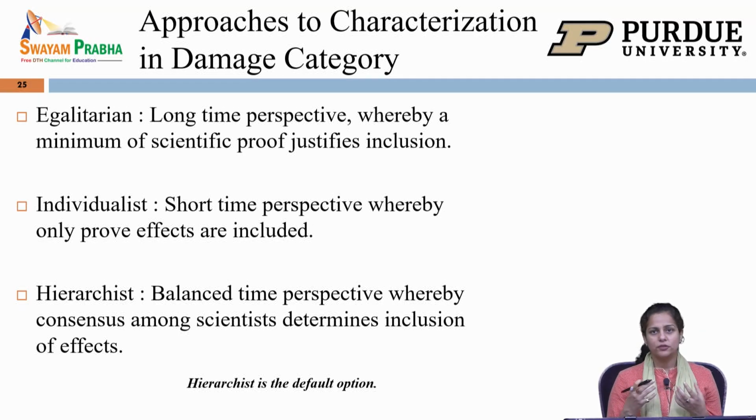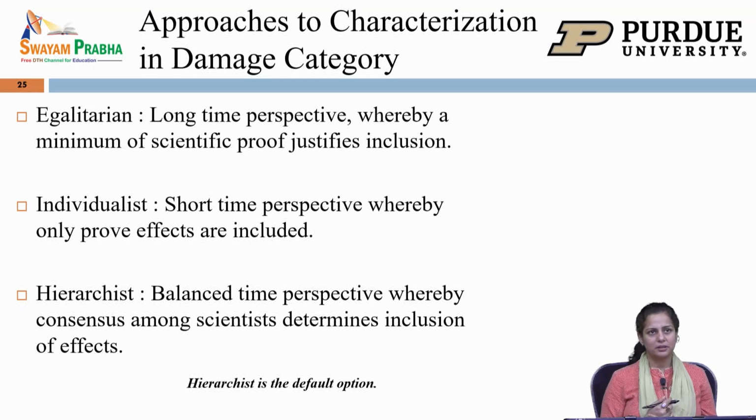Individualist is more of a short time perspective, whereby only proven effects are included. When they say that, okay, there is a doubt, we don't have enough data, that is why we will not include it. So if there is not conclusive evidence, they will not include it. Maybe there are 1 or 2 data points, so they will disregard it. That's more of an individualist or a short time perspective for sustainability.